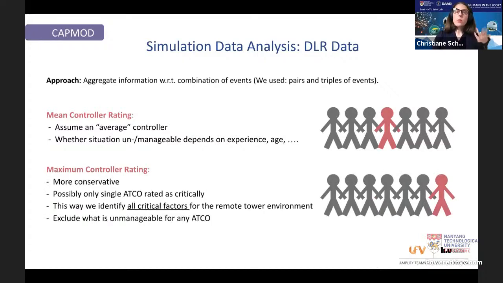We also looked at a more conservative rating, the maximum controller rating. That means we considered a situation as critical, even if only a single ATCO rated it as critical. So we will definitely identify all critical factors. We will be very conservative because it can really be only one, but we will also make sure that we exclude what is unmanageable for any controller if we take this into our planning, if we exclude these kinds of situations.